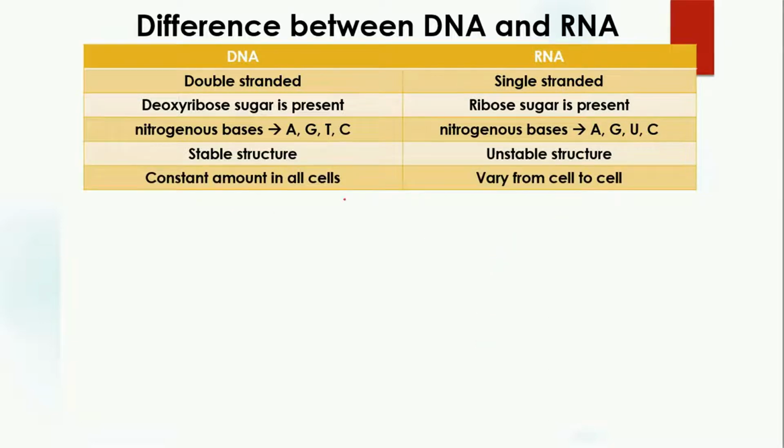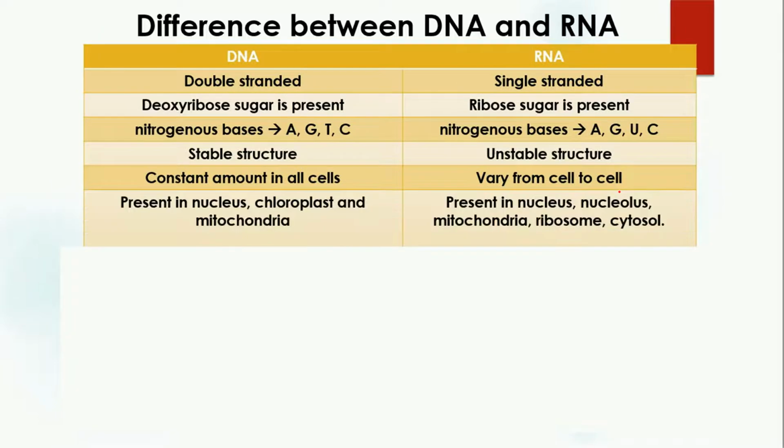The amount of DNA is constant in all cells. However, the RNA amount varies from cell to cell. For example, if a cell requires more protein, more RNA will be produced. And if a cell requires less protein, less RNA will be produced. So its amount is going to vary depending upon the amount of protein required by the cell.